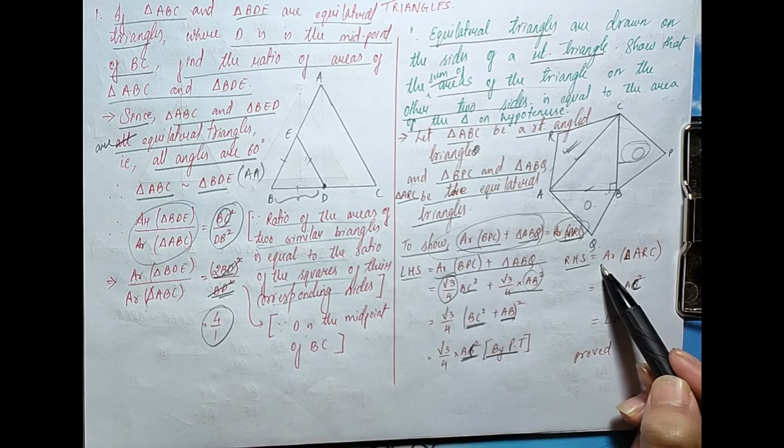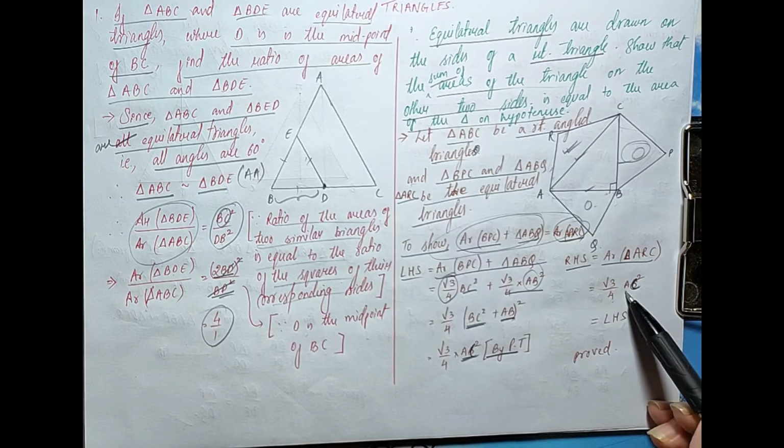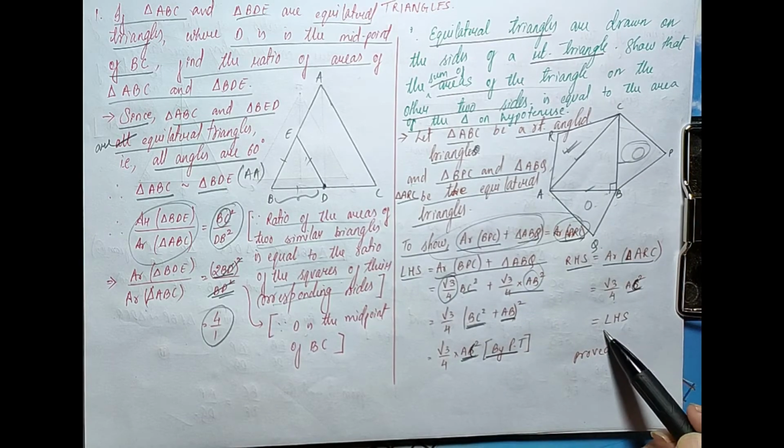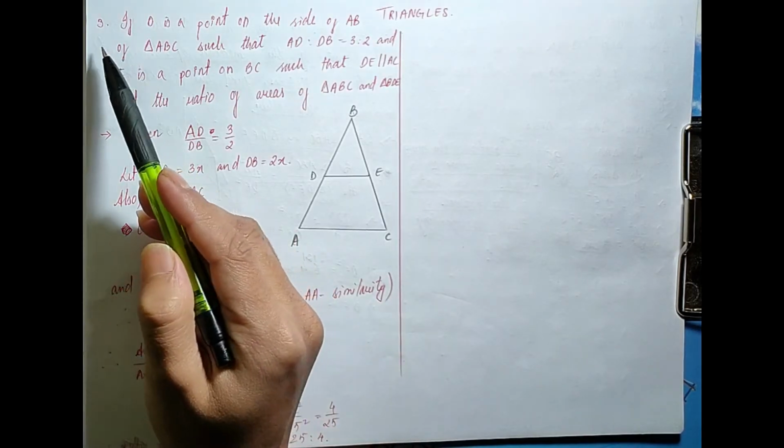So right hand side is equal to the area of triangle on AC, which is nothing but √3 by 4 AC square, which is nothing but your left hand side. So proved. Let us see one more question.